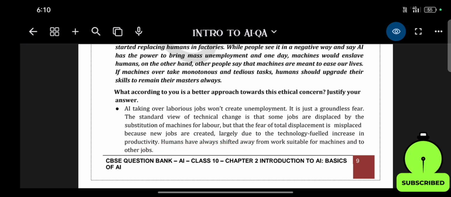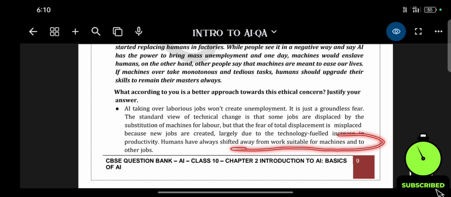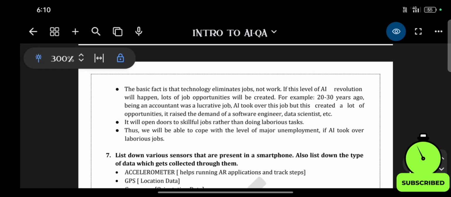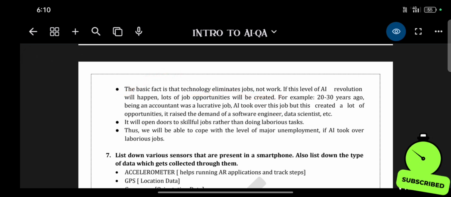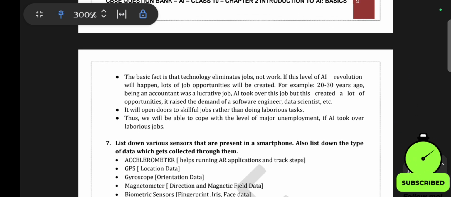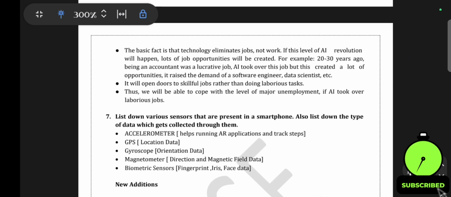Humans have always shifted away from the work suitable for machines and to other jobs. Next, the basic fact is that technology eliminates jobs, not work. So it can eliminate jobs but not the work. It can't take the work, it can take jobs. If the AI revolution happens, lots of job opportunities will be created.